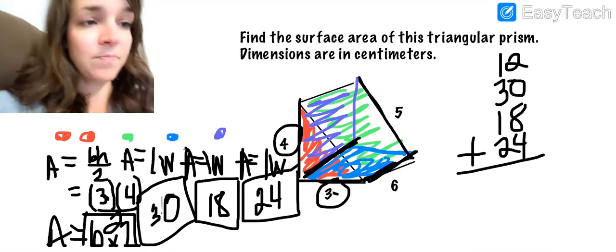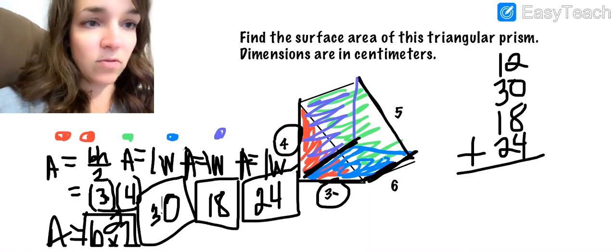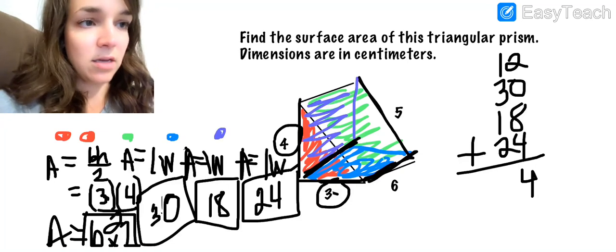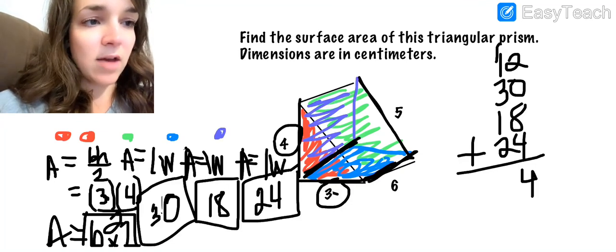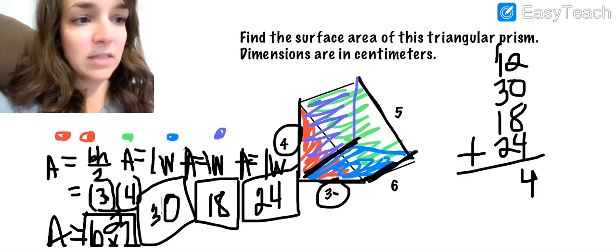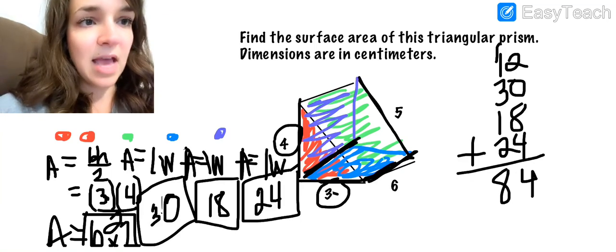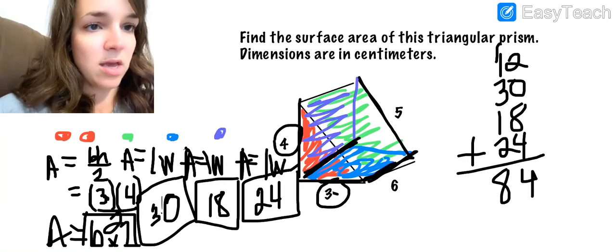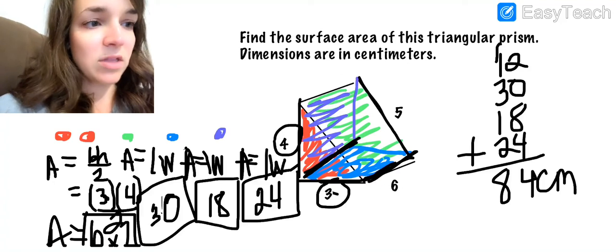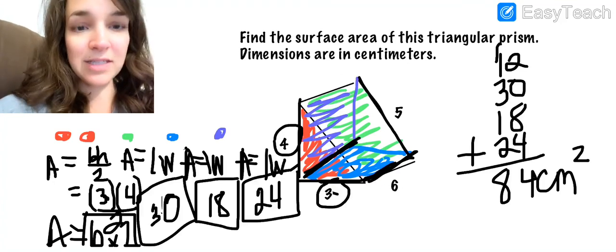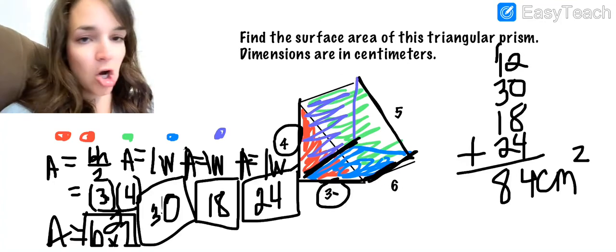put together. Okay, so we add all these on the right, and that's going to be 14. Carry the 1. So then we add all of these, and that's going to give us 8. So it should be 84, and we are in centimeters. And remember, this is an area measurement, so it's still squared.